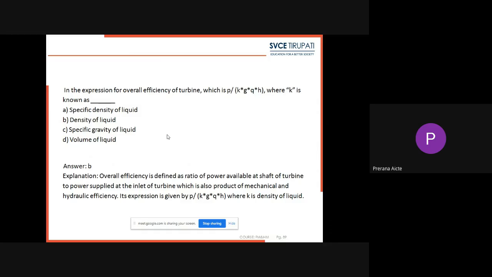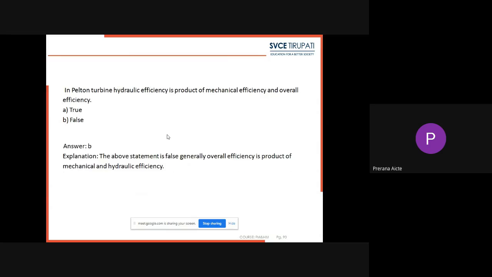where K is known as density of the liquid. So the overall efficiency is defined as the ratio of power available at shaft of the turbine to power supplied at inlet of the turbine, which is also the product of mechanical and hydraulic efficiency. So its expression is given by P by Kg rho into K into G into Q into H, where K is the density of the liquid. Next one, in Pelton turbine, hydraulic efficiency is the product of mechanical efficiency and overall efficiency. No, it's false.